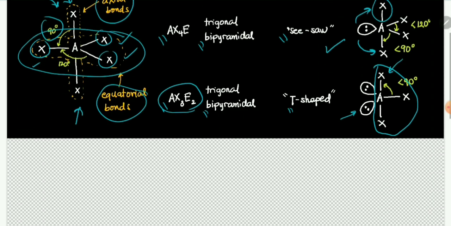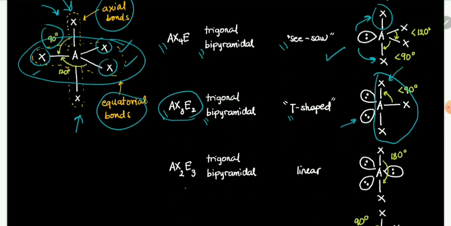Okay? So, finally, we have AX2E3. So, that's trigonal bipyramidal. Okay? So, another equatorial bond yung papalitan natin ng lone pair kasi mas okay yon dahil 180 degrees yung distance between the two axial bonds. So, 120 degrees yung angle naman formed by each lone pair. So, malaking angle yon. So, mas stable yung ganitong geometry.